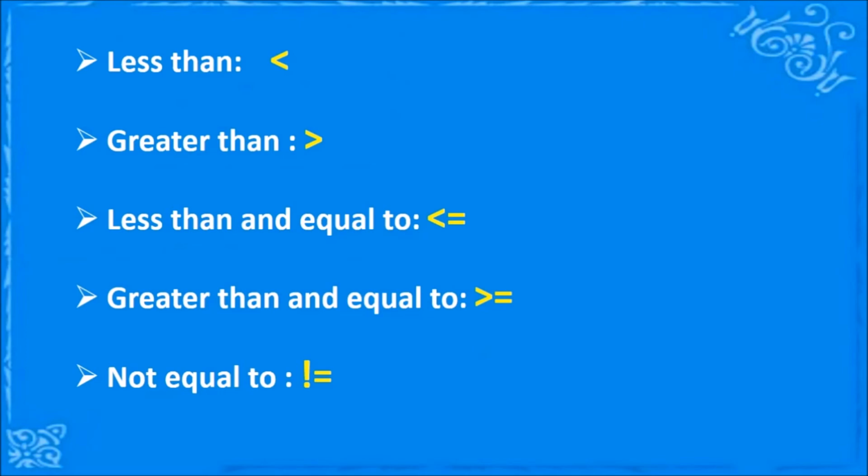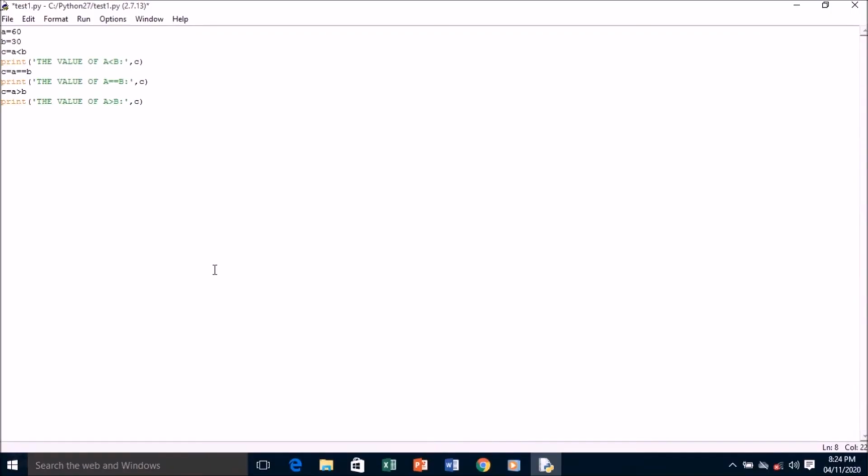These are different types of relational operators, and they always give you the output as a Boolean value, either true or false. So let's understand this with the help of an example. This is an example of relational operators. I have given here A equal to 60, B equal to 30, and C is equal to A less than B. That means whatever the result of A less than B will be stored in C. And then I have written print the value of A less than B is whatever is in C.